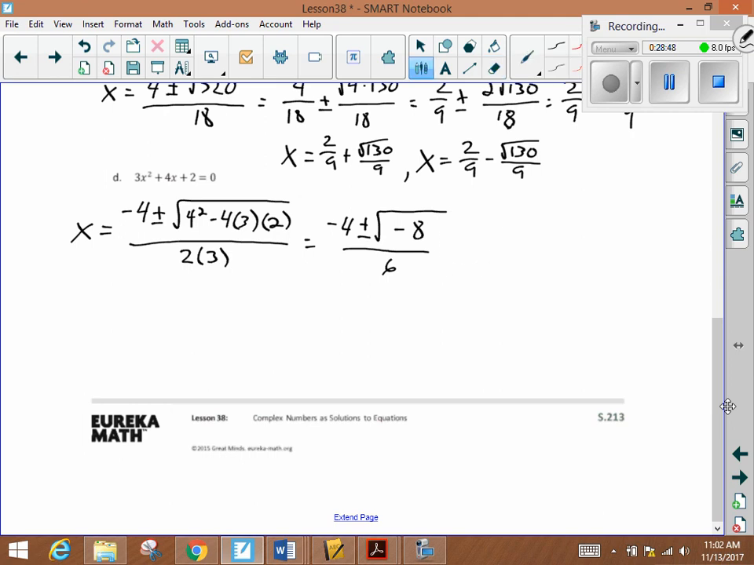So our discriminant is negative. We determine that this probably has 2 non-real solutions. So I wind up with negative 4 over 6. I'm going to break this thing up, plus or minus the square root of negative 8 over 6. Now that this is broken up, we're going to go ahead and simplify each thing separately.